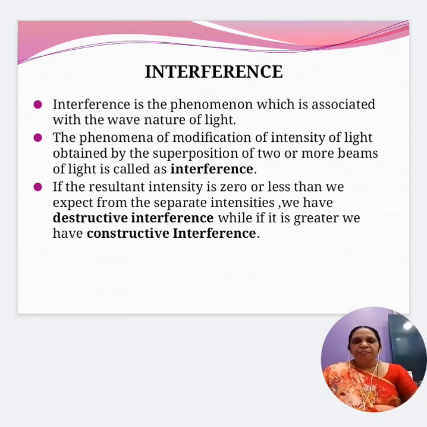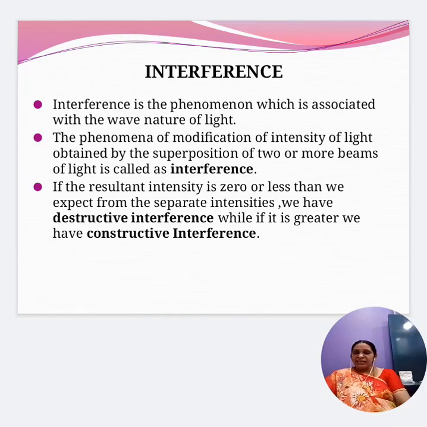Interference is a phenomenon which is associated with the wave nature of light. The phenomenon of modification of intensity of light obtained by the superposition of two or more beams of light is called interference. When two or more beams of light superimpose over one another, it results in a pattern, and that pattern is called interference pattern.